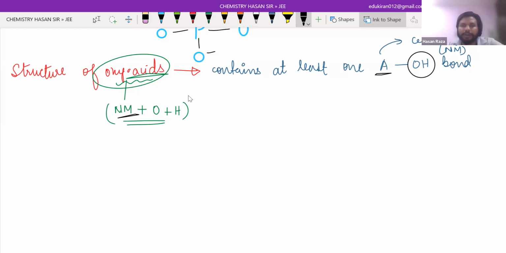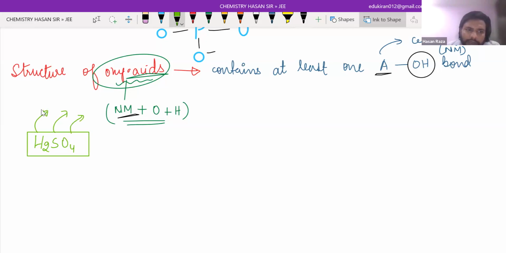Like, I'm going to take an example. If you have H2SO4, now you can easily see that sulfur is the non-metal, oxygen is also there, hydrogen is also there. That means this is your oxy acid of sulfur. Sulfur is the central atom. Now what you need to do? This is your sulfur. You have 4 oxygen, so you are going to draw it like this. Again, you have 2 hydrogen as well. So if you directly do this, this will be your wrong answer.